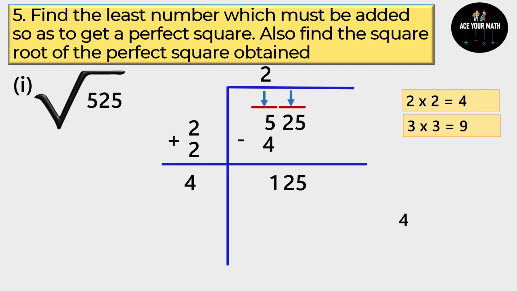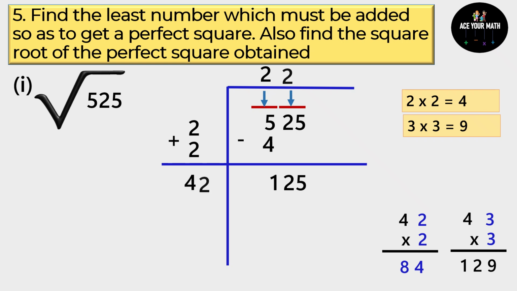Now in your practice area, write down 4. Now you will try different combinations with the 4. Let's say you tried 2 first. 42 times 2 gave you 84. It is smaller than 125. It means you can try one number higher as well. Now 43 times 3 is 129. See, 129 is greater than 125. It means you will consider 2. So you will write 2 at the top and 2 beside 4.